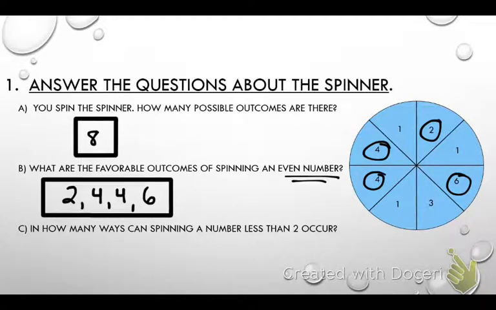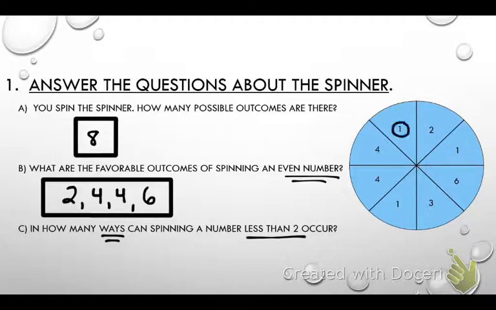Now the next one, it says how many ways. So we're going to count the number of ways that we can spin a number less than 2. So now let's go back over here to our spinner. What numbers over there are less than 2? 1. Okay, anything else? No. What about the 2? No, that equals 2. It is not less than 2. So guys, how many ways are there? 3. There are 3 ways.